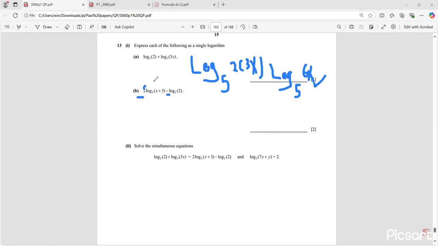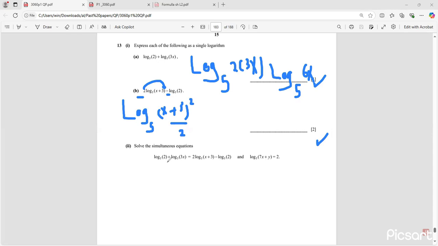Okay, 2 log base 5 of x plus 3 minus, so minus here, we're going to divide, okay? And we're going to put the 2 up. So we're going to make it a single log base 5. In the numerator, we're going to put x plus 3 squared, dividing by 2. And that's it. Make sure that you are all log base 5. Okay, it's fine. They're all log base 5.